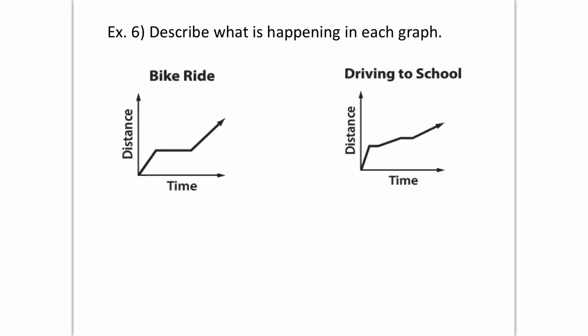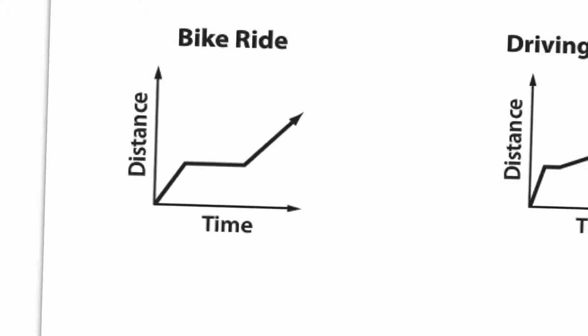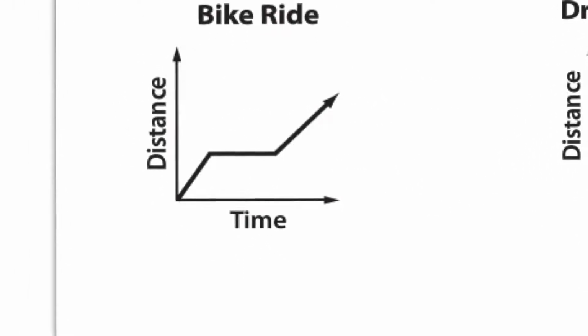Now, what I want you to do is write down a paragraph. It doesn't have to be a long paragraph, doesn't have to be 2 paragraphs, but just a paragraph where you describe what's happening in each graph. So let's look at the first one here, which is the bike ride.